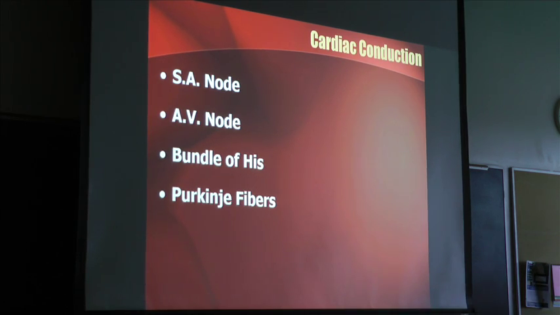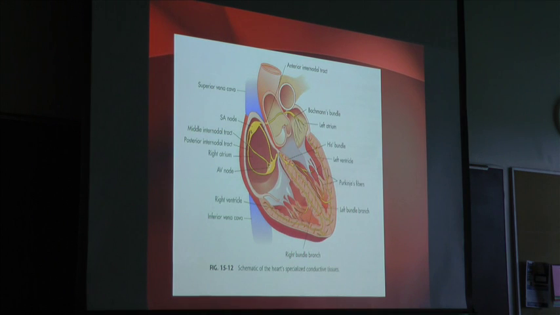All right, so we need a picture of the bundle of His. So the AV node, it received an impulse, pauses a little bit, and then it sends the impulse the rest of the way. So the next place it goes is through the bundle of His. This nerve tissue goes through that real thick AV septum, and then it spreads to the right and left bundle branches. So you have all that?